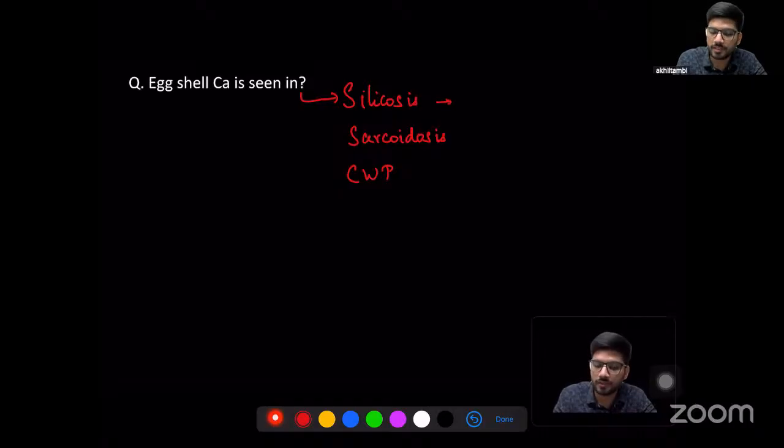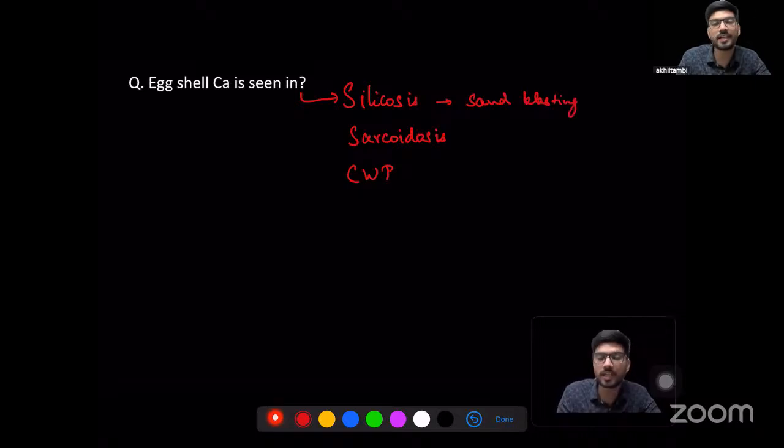And we will see sandblasting. A person from the sandblasting or sandstone cutting industry, the stone cutting industry, will show eggshell calcification on the chest x-ray. So it will be seen on the chest x-ray image.